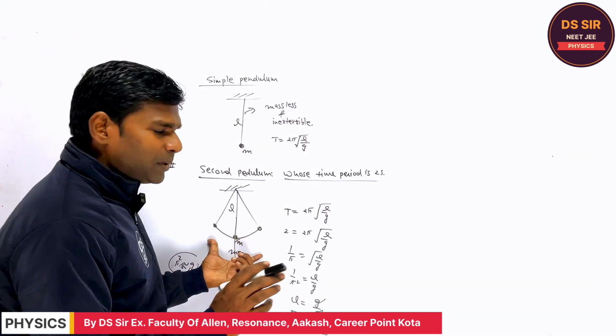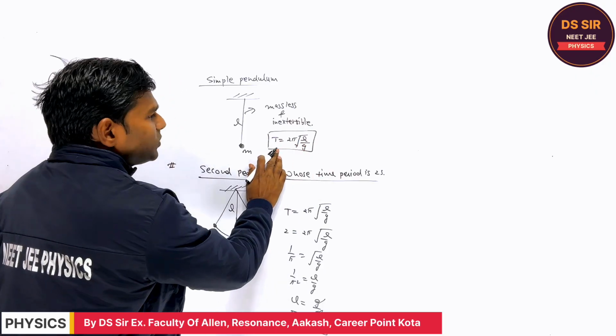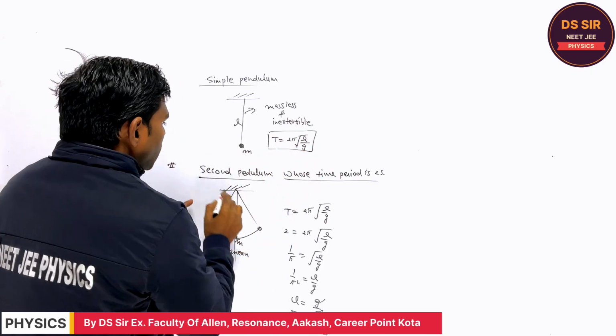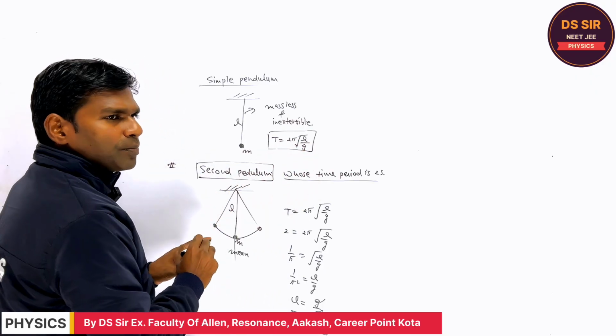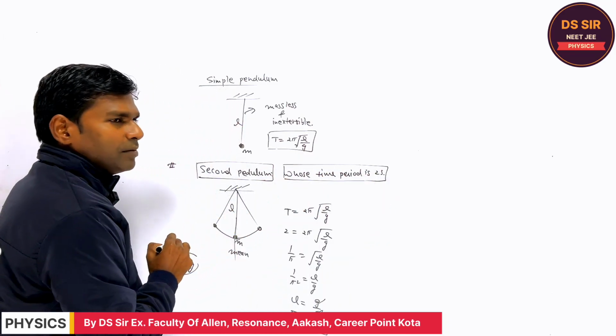So now I am explaining this once again. Previously we have seen the time period is 2π√(L/g). Now we will discuss the second pendulum. What is the second pendulum? It is the one whose time period is 2 seconds, right?